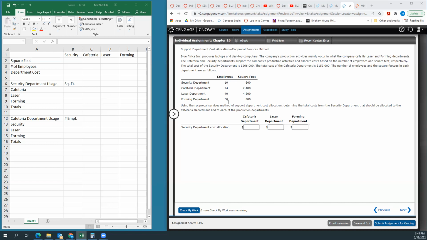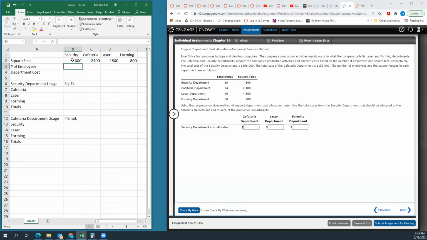And then they give us a little table here that has the number of employees and square feet. So this is actually given to me. There's probably no reason for me to type it all out again, but I did as I was working through it, and it seemed to just help me get everything straight. So I'm going to go ahead and do it, even though it's probably not necessary. So the square feet, there's 600 square feet in the security department, 2,400 square feet in the cafeteria department, 4,800 square feet in the laser department, and 800 square feet in the forming department.